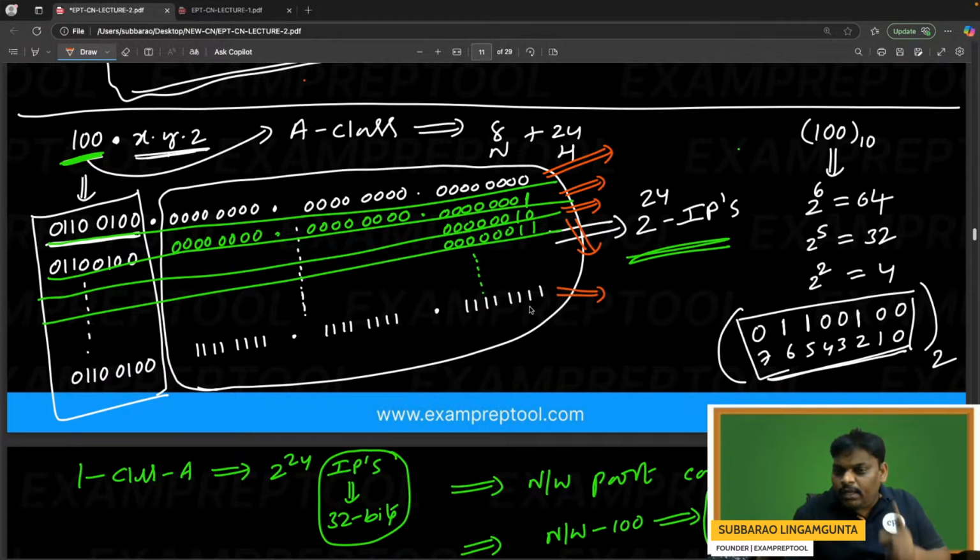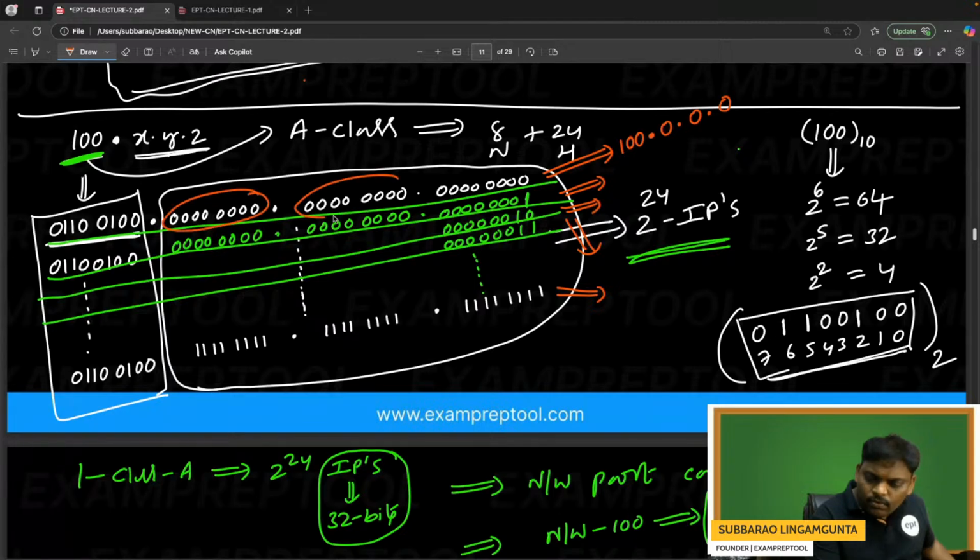Every IP contains 32 bits. Everyone observe. If you see the first IP, the network part is 100, followed by all zeros. Every octet is 0. If you convert into decimal, these all become 0.